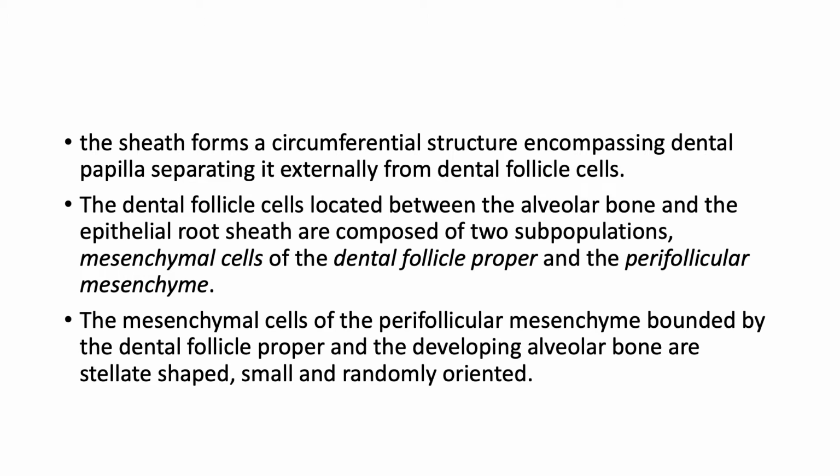The dental follicle, located between the alveolar bone and the epithelial root sheath, is composed of two subpopulations: first, the mesenchymal cells of the dental follicle proper, and second, the perifollicular mesenchyme. The mesenchymal cells of the perifollicular mesenchyme, bounded by the dental follicle proper and the developing alveolar bone, are stellate shaped, small, and randomly oriented.